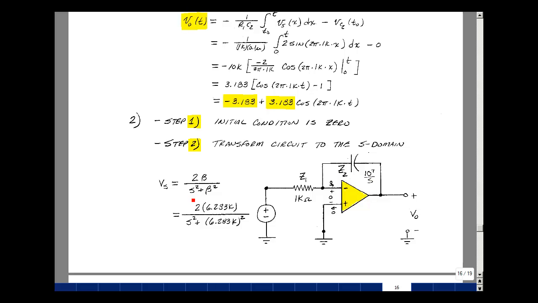Our input was a sine wave with an amplitude of 2. And so looking up in our table in chapter 9, for the sine wave, that would be beta over s squared plus beta squared. Now beta was equal to 6.283k, in other words 2 pi times f, and then we have s squared, and then we have the same value here squared.